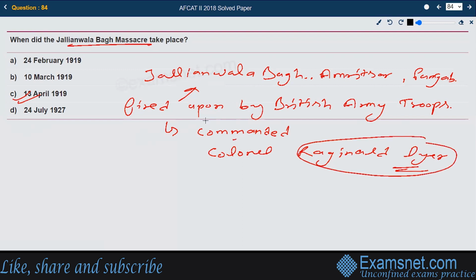He gave the command to fire upon the innocent, non-violent crowd who were just protesting and who were collected for celebrating their Baishakhi pilgrimage. So under the command of General Dyer, this was given on 13th of April 1919, and a massacre happened.